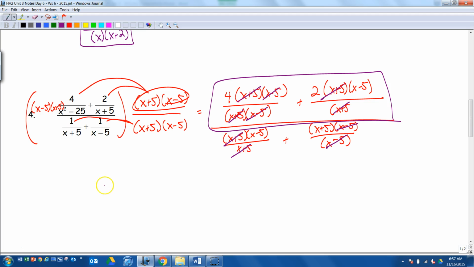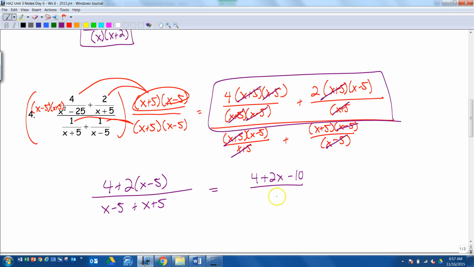So what this turns into is the top just becomes 4 plus 2 times x minus 5, and the bottom becomes x minus 5 plus x plus 5, because there's no fractions anymore. And then you can simplify 4 plus 2x minus 10 over 2x, and that's it for that. So we get 2x minus 6 over 2x.